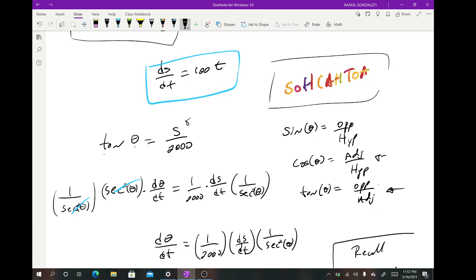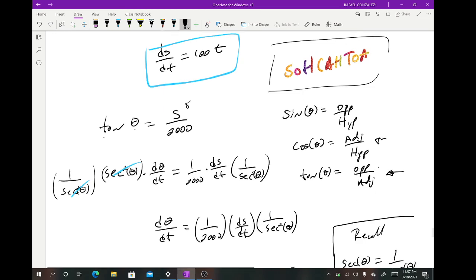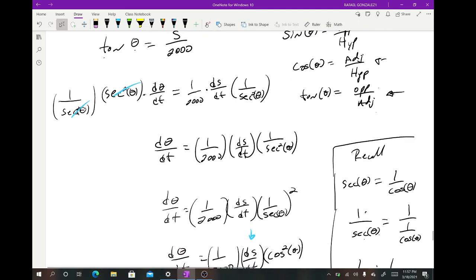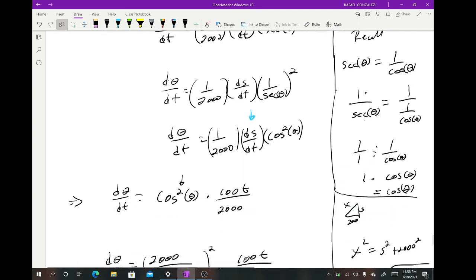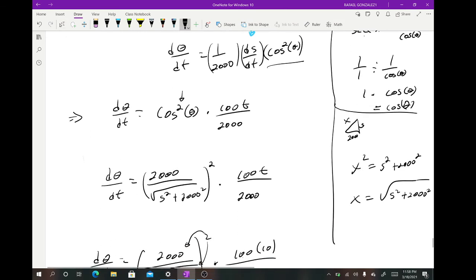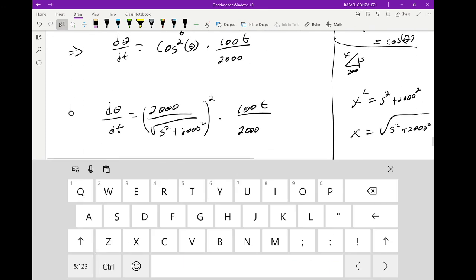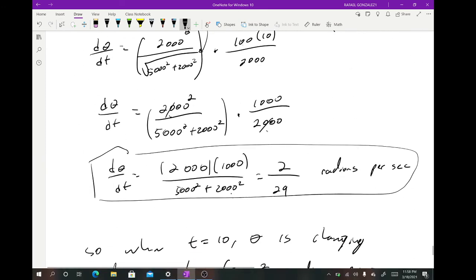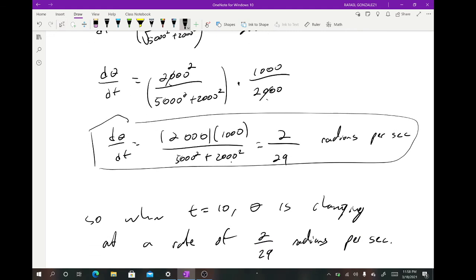In order to actually take the derivative, we ended up having to use the fact that we could relate the angle theta to the side opposite by tangent. Then we took the derivative implicitly on both sides. And then after some cleverness with cosine, we ended up also rewriting cosine of theta, and then we substituted. And after the substitution and the simplification, we get that the rate of change of the angle theta with respect to time t at 10 seconds is 2/29 radians per second.